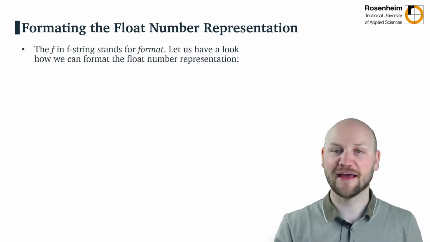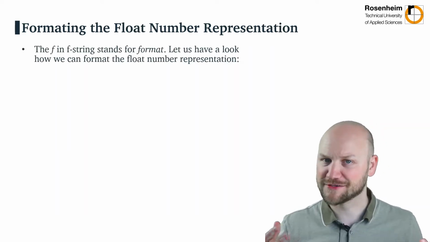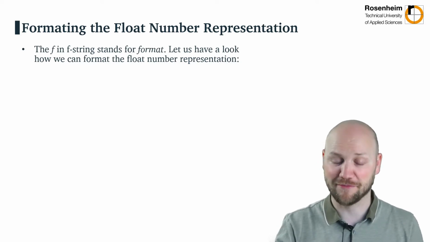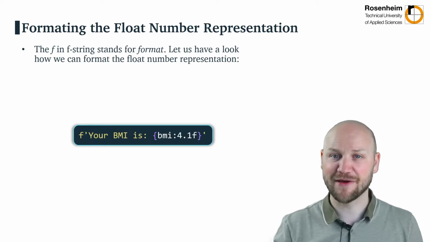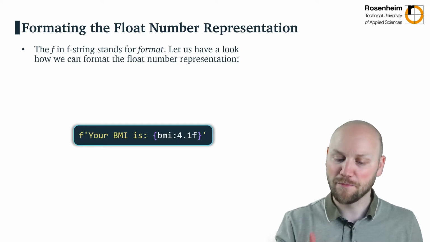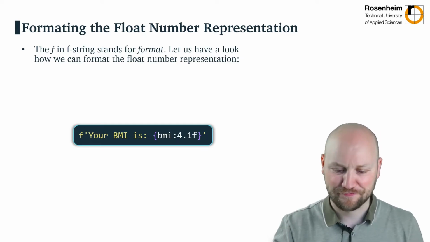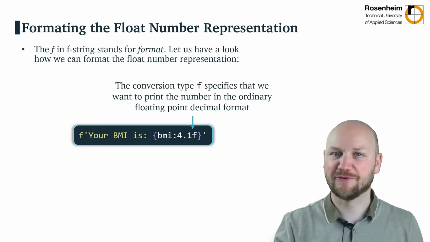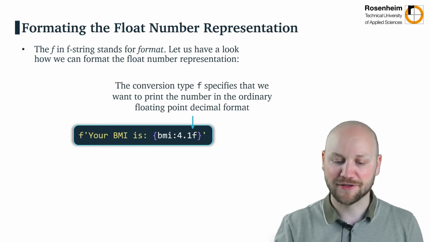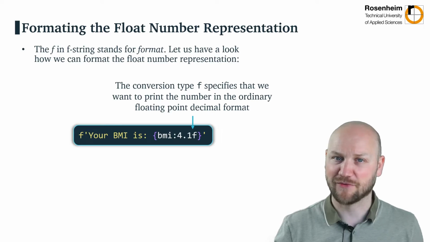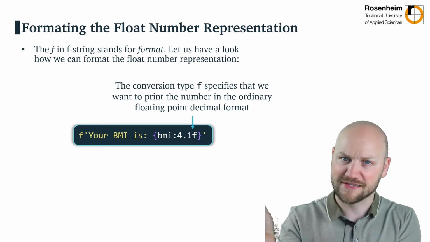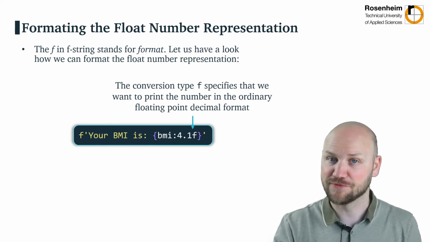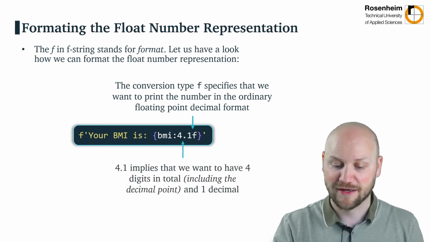The f in f-string stands for format, and we just saw that we need to format our BMI value. Let's have a look at how to do this. This is the same f-string that we have seen before, and now there's BMI colon 4.1f. What does it mean? The f stands for a floating point representation of that number. The number was 27 point something, and that is the representation. We will have a look at a different representation very soon.